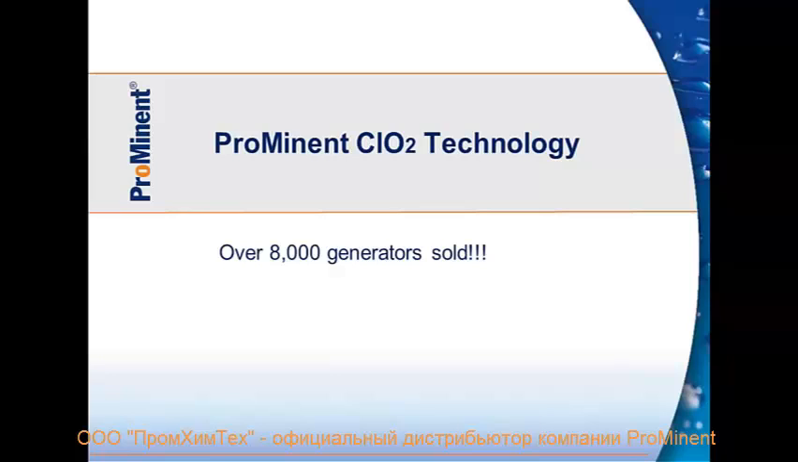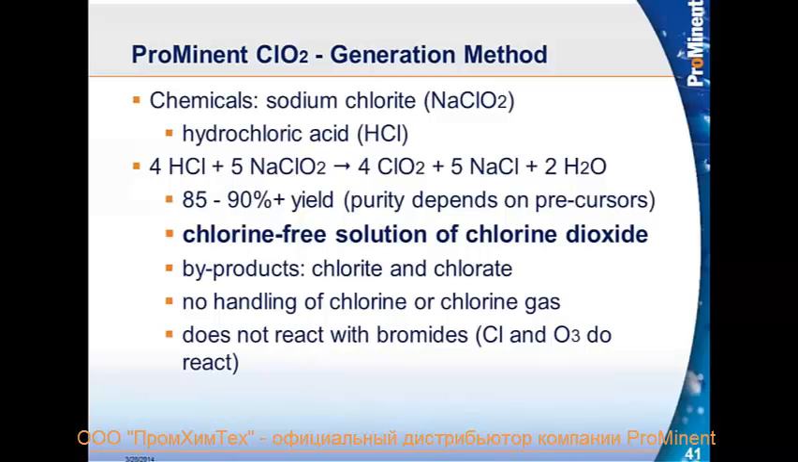So right now we'll talk about our chlorine dioxide technology. We have sold over 8,000 generators worldwide since the inception of chlorine dioxide for Prominent, which I think was around the 70s, late 70s, early 80s. That's quite a bit. Prominent, unlike some of the other competition we have out there, we use a two-step method.